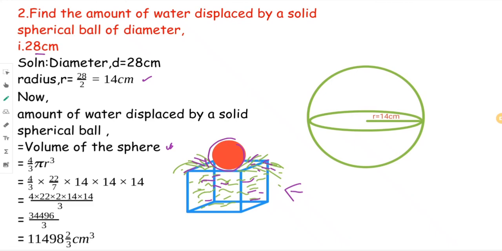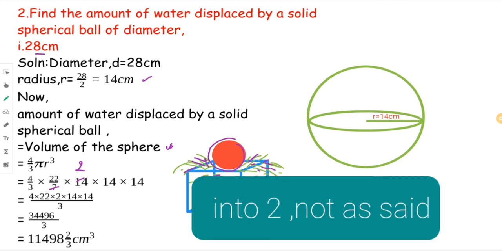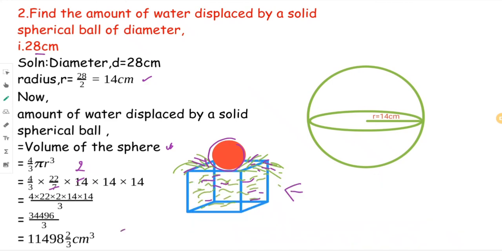All right, so pretty simple. Just put it directly in the volume of a sphere formula again, right? So 4 by 3 pi r cube. Then the radius will be 14. Then 7 and 7, 7 2s are 14. Can't cancel anything, so you multiply 4 into 22 into 7 into 14 into 14. We're going to get 34496 divided by 3. And when you divide, we're going to get the amount of water displaced to be equal to 11498 2 by 3 centimeter cube.